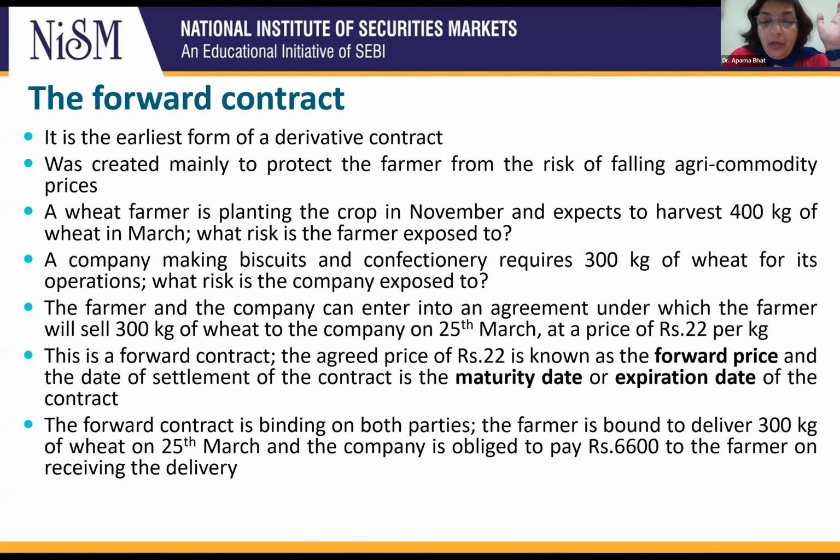Now, can the farmer escape his obligation? Can the farmer tell the company that I am not going to deliver you 300 kilos of wheat because I have sold it all in the market at a higher price? He can't do that, because he has agreed to deliver the wheat at 22 rupees. So the farmer cannot avoid his obligation to deliver to the company.